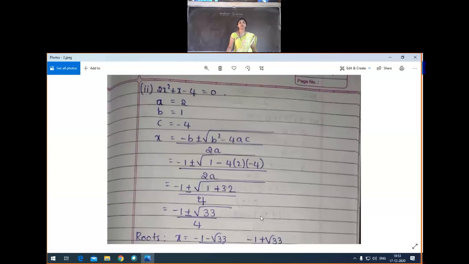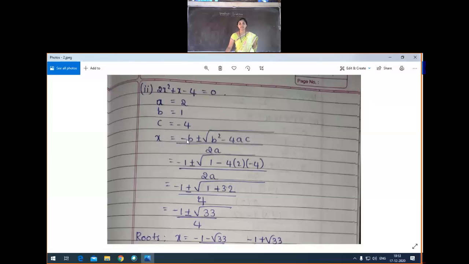Next, the second one: 2x square plus x minus 4 is equal to 0. Here a value is 2, b value is plus 1, c value is minus 4. Now you have to write the quadratic formula.